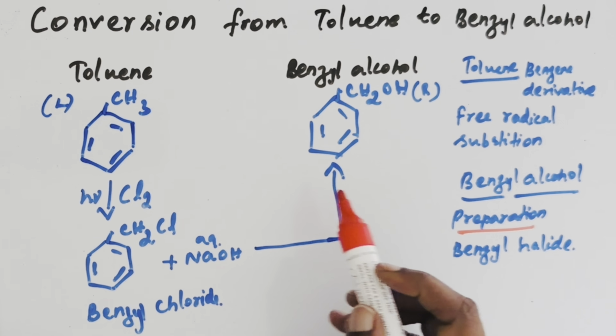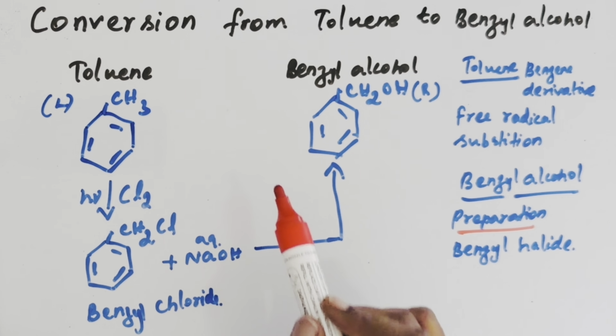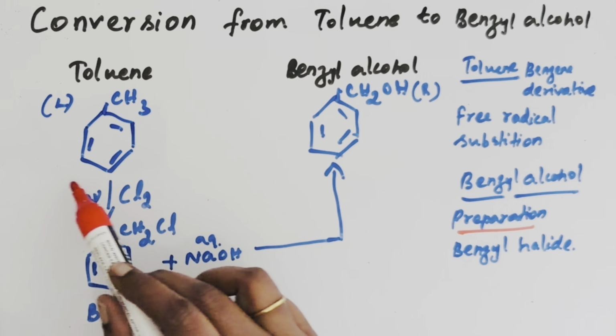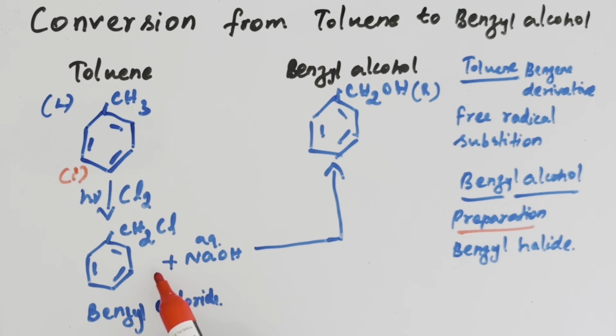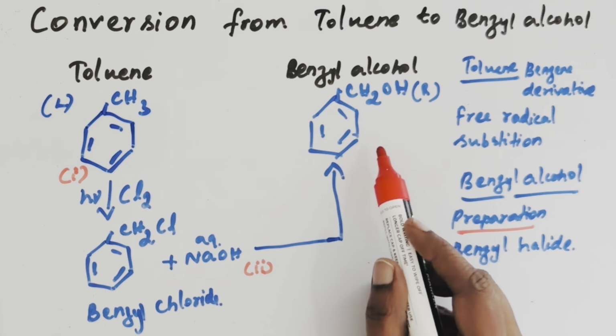The entire process involves two steps. In the first step, toluene is treated with chlorine in the presence of light or heat, which results in benzyl chloride. In the second step, benzyl chloride is treated with aqueous sodium hydroxide, which results in benzyl alcohol.